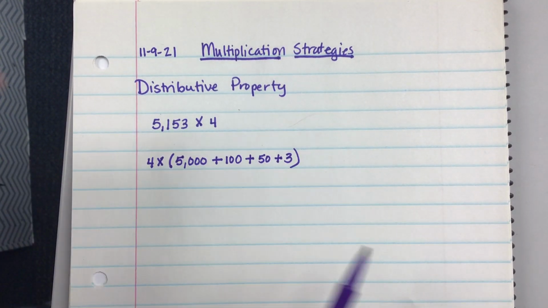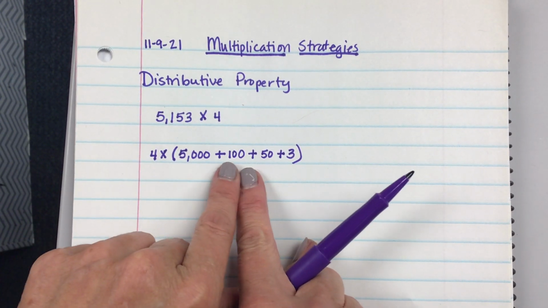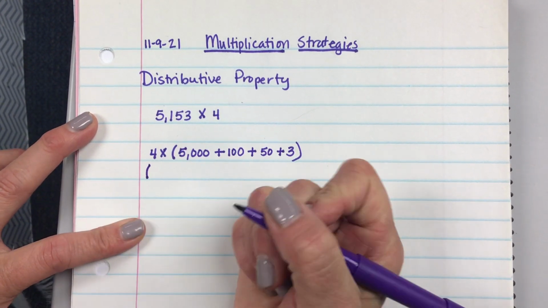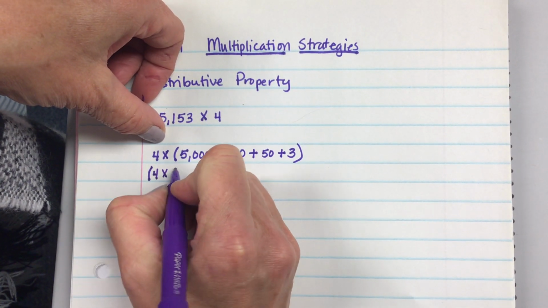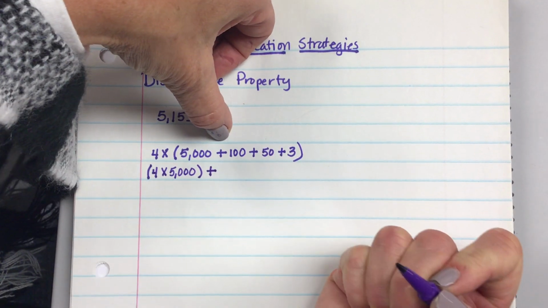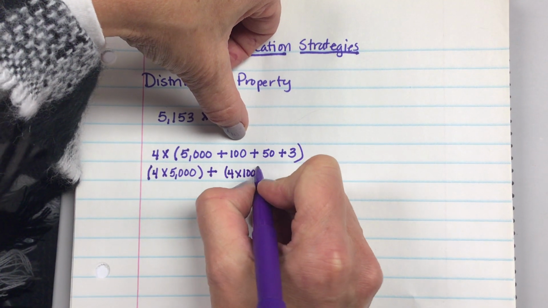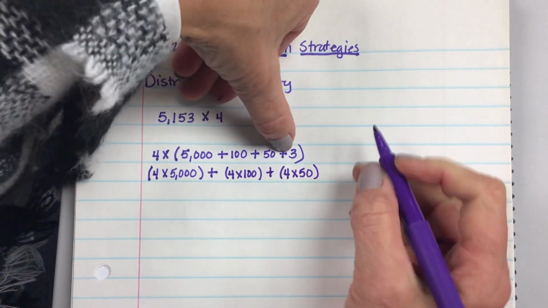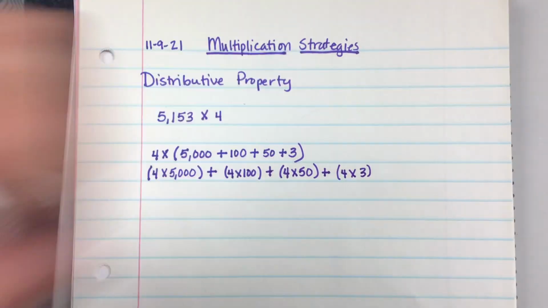Okay, so instead of doing 5,153, I'm doing 5,000 plus 100 plus 50 plus 3. So the distributive property says that I can distribute that 4 or I can multiply it by each one of these numbers. Okay, so underneath that, write each multiplication problem. So it's 4 times 5,000 plus 4 times 100 plus 4 times 50 plus 4 times 3.